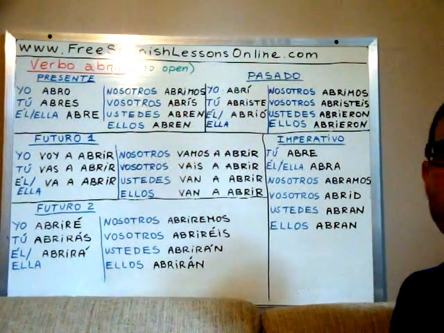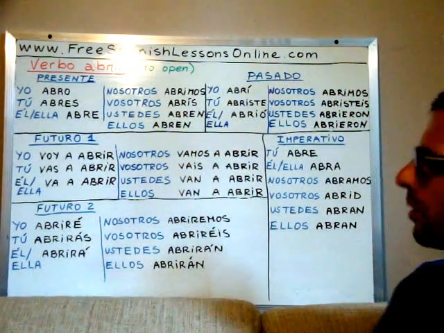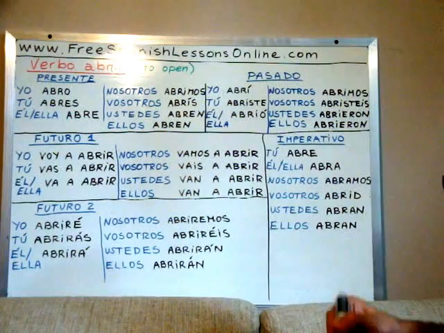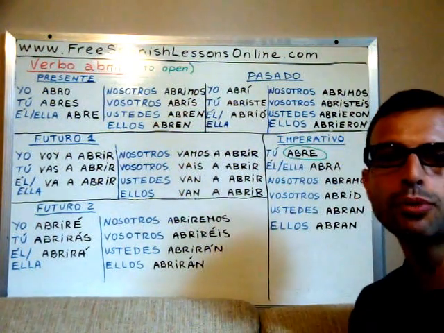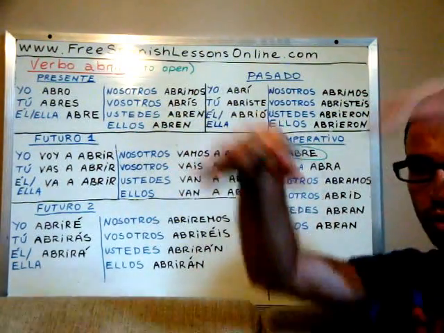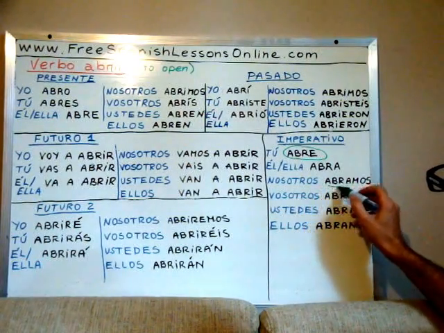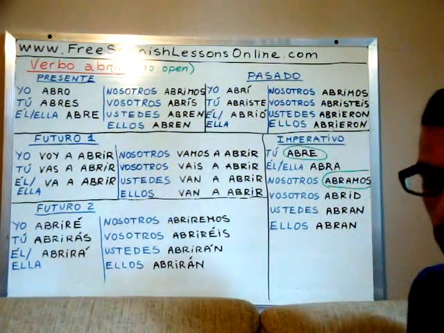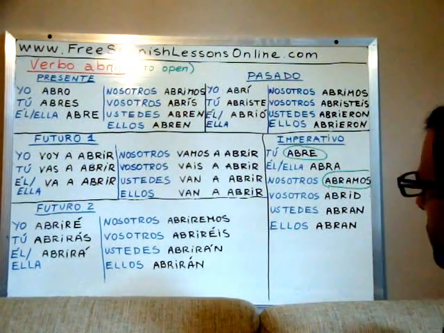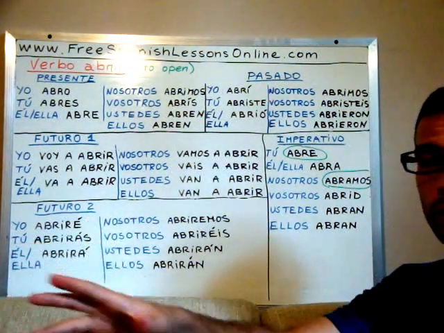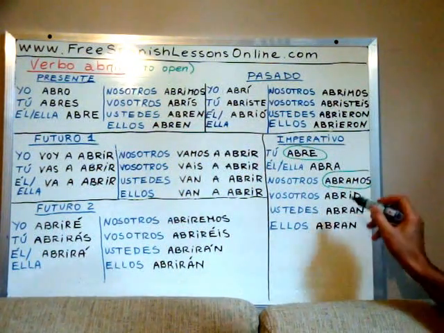So if I want to say to you open the door, or just open the door, I would say abre la puerta. Abre la puerta. If I'm talking to us, and I want to say open the door, I would say abramos la puerta. Let's open the door, okay? Talking to us. Abramos la puerta. If I want to talk to you in plural, I would say abrid la puerta.